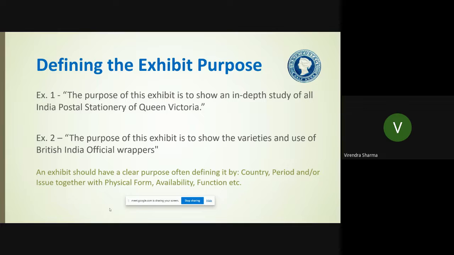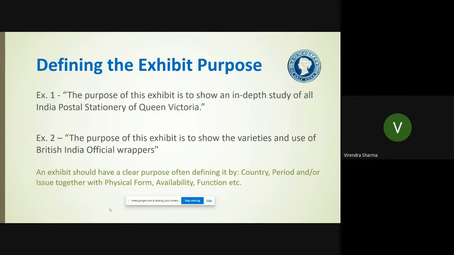So what the exhibitor is saying: British India, he has defined its geography, right? British India official, the category within it, and the wrappers, which is a type of item inside that particular stationery. So he was very precise. In general, whenever you are creating any title, please make sure that you define a country, period, or maybe its form, availability or function. So here the function is a wrapper.